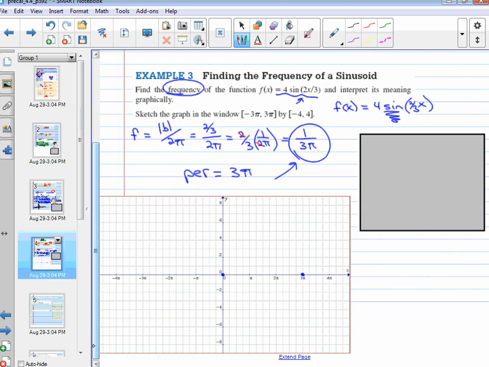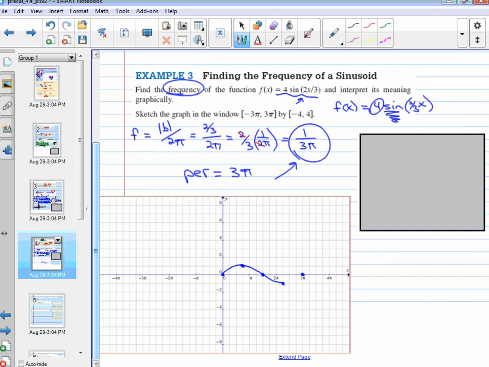So if I take my start at 0, end up at 0, halfway, which would be 1.5 pi, I'm going to be right at the origin. Halfway in between these, right here, I'm at my maximum, and I'm at my minimum. Maximum will be 4, right?